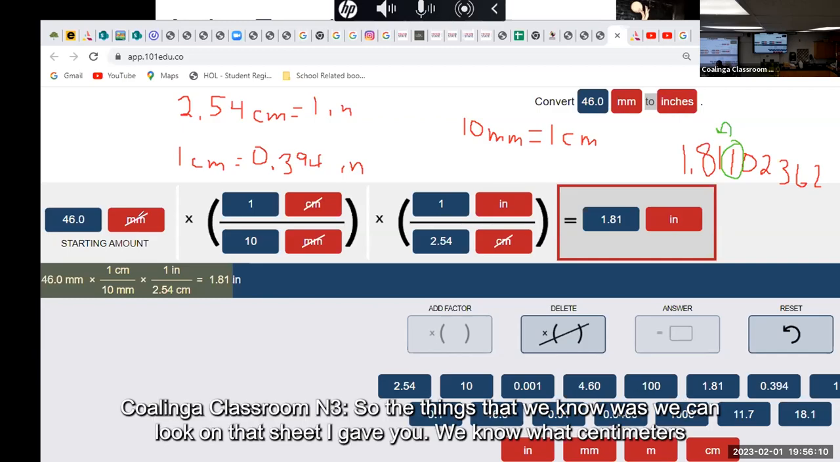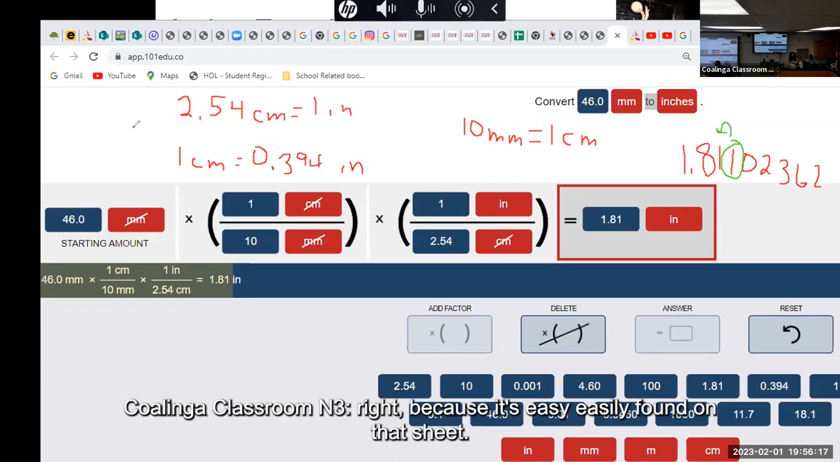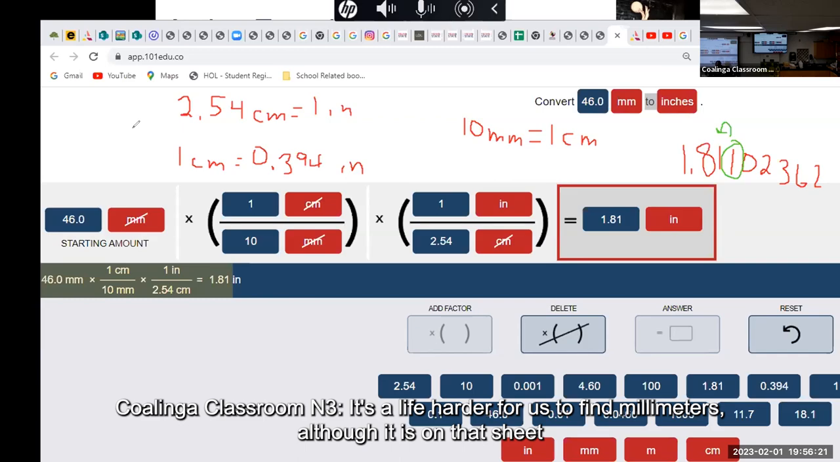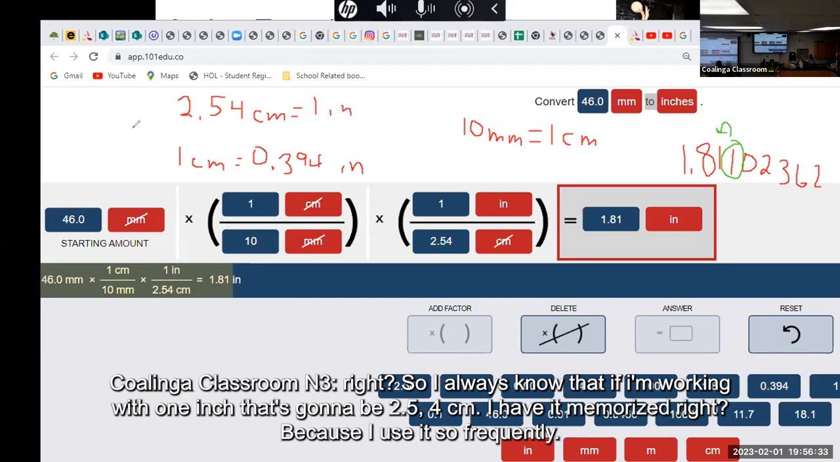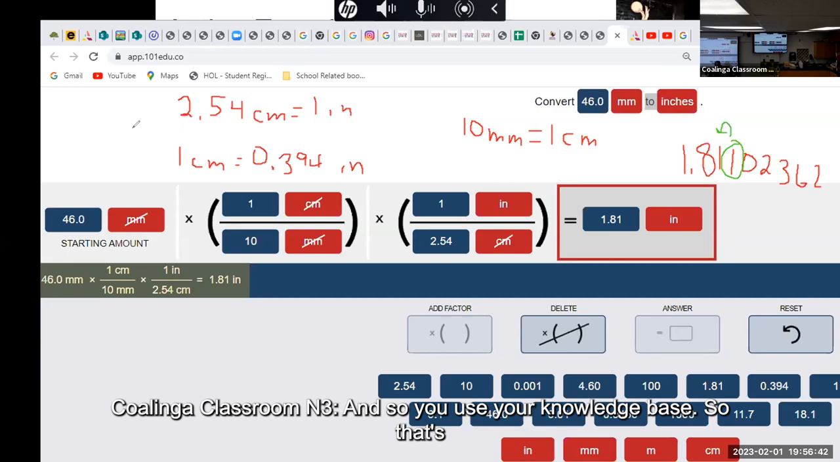So the things that we know, we can look on that sheet that I gave you. We know what centimeters to inches are, because it's easily found on that sheet. It's a lot harder for us to find millimeters to inches, although it is on that sheet. But if it wasn't, it would be a lot harder to find. So there are certain things that we keep in our mind. I always know that 1 inch is 2.54 centimeters. I have it memorized because I use it so frequently. And so you use your knowledge base.